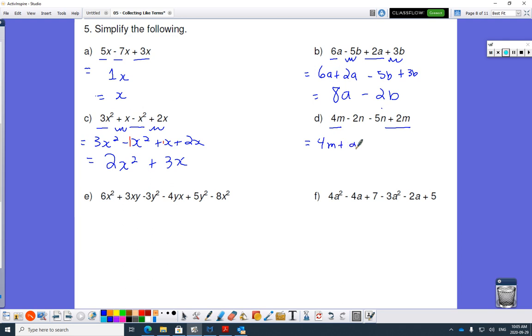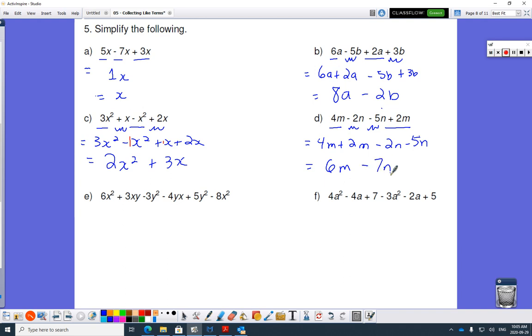4m and 2m. Lightning underlining for the next type. Negative 2n minus 5n. Then add or subtract the individual pieces. 4 mangoes and 2 mangoes. 6 mangoes. Negative 2 nectarines. I don't know what that means. But then I subtract 5 more nectarines. Negative 2 minus 5 more, all the way down to negative 7.